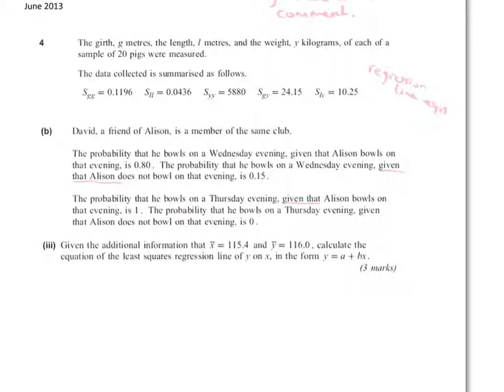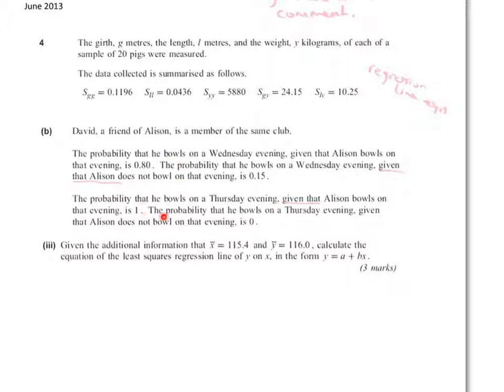I've highlighted this question, which no doubt you've seen from June 2013. It's the pig question. And I just wanted to point out that in that question, they did ask you to work out the regression line equation using this type of summarized data. Make sure you know where the formulas are for that in your formula booklet, which enable you to do that.